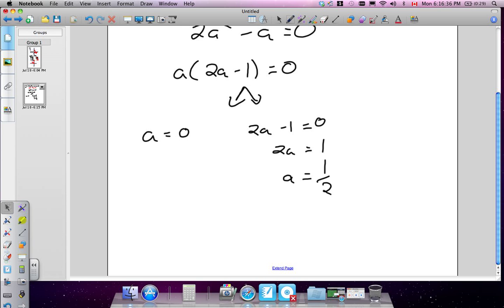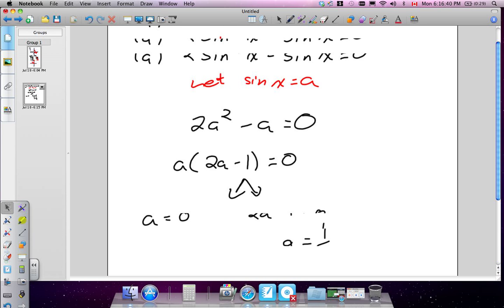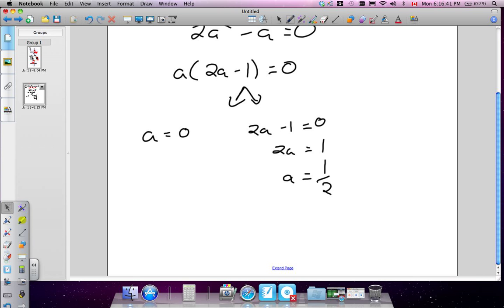Okay? So all I have to do now, though, is remember I replaced sine x with a, so I substitute sine x back in. So my options are sine x is equal to 0 or sine x is equal to 1/2. Why do you have to put that statement?